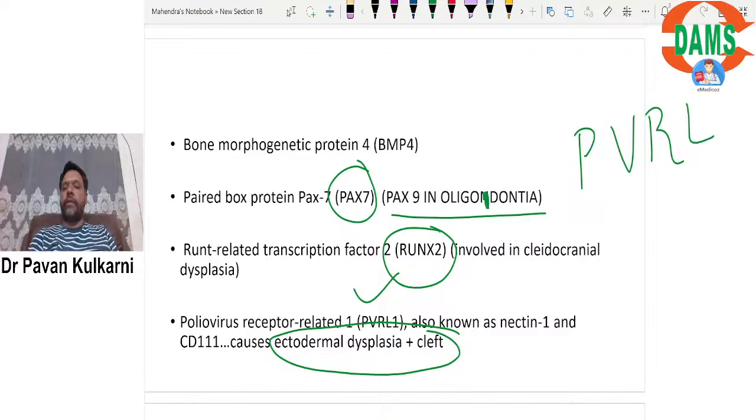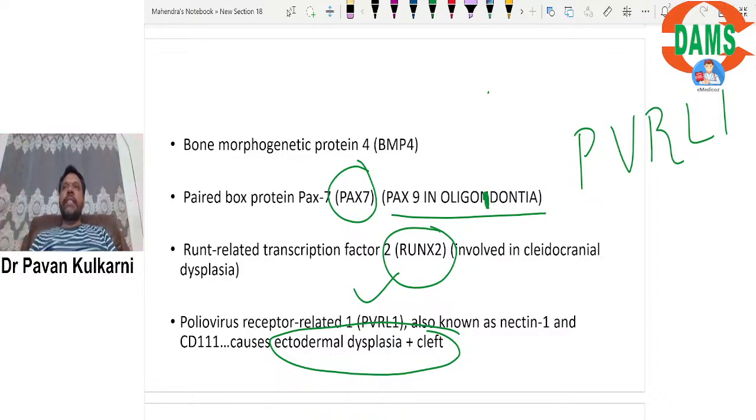PVRL1. This is a very important gene, PVRL1. What is this gene meant for? Sorry. This is a gene which is also known as nectin-1. It is also known as nectin-1 or CD111. So this can cause both cleft as well as ectodermal dysplasia. So this is the importance.